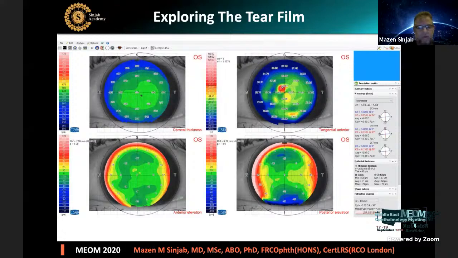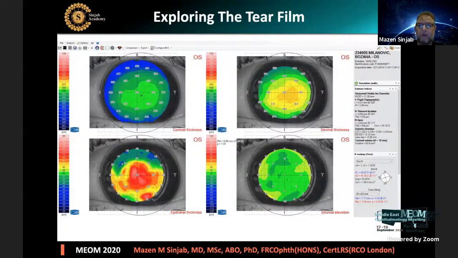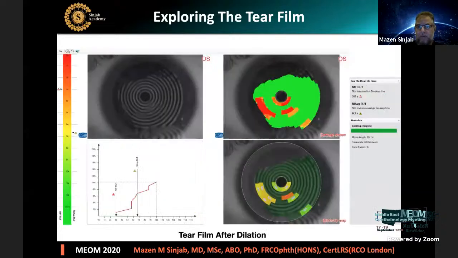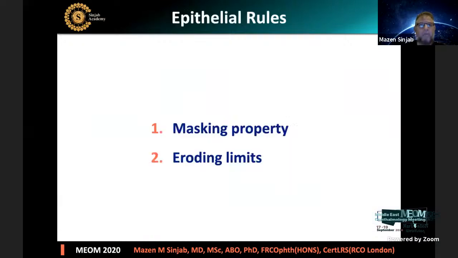This is an example of the irregularity induced by dry eye. In addition, this is a corneal thickening in the center of the cornea, epithelial thickening because of the dry eye. And this is an induction of high-order aberrations. The RMS is 1, which is very, very high, and that's only because of the dry eye. It's very important to measure the tear film breakup time before putting any drops. Look at this tear film. It became abnormal after dilatation of the pupil.